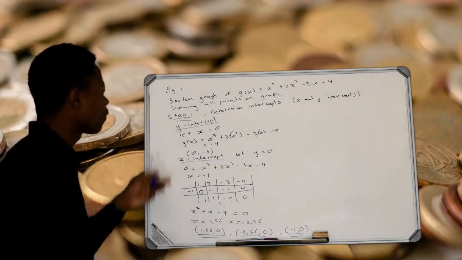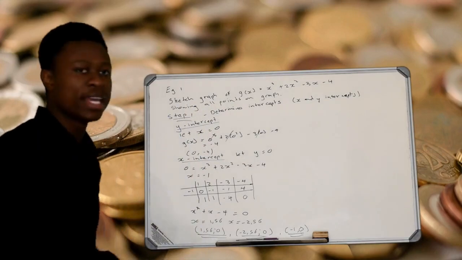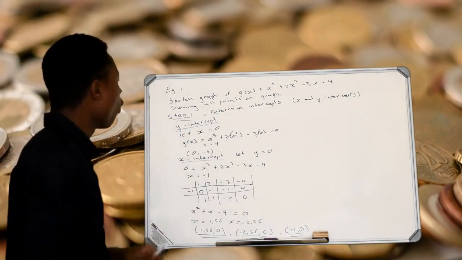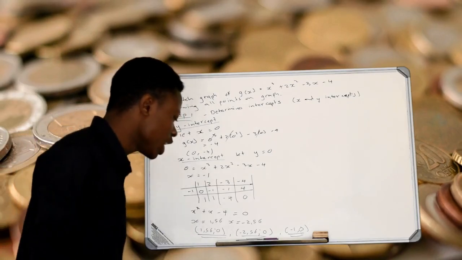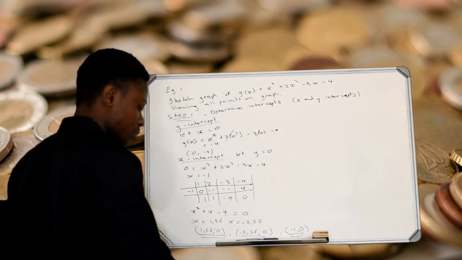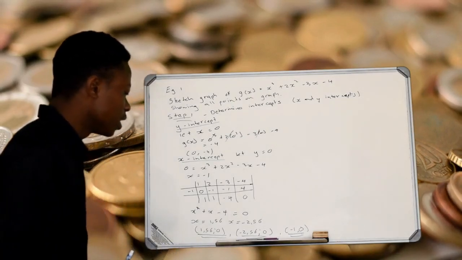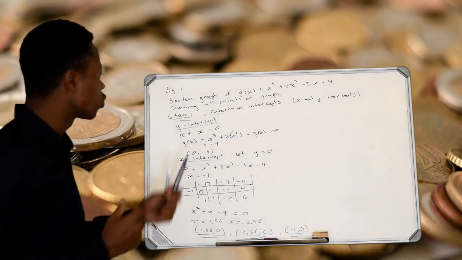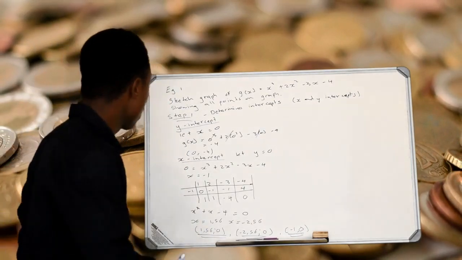So what have I done? Step 1. Step 1 says find intercepts. So I found all my intercepts. Now since I have all my intercepts, I have to go to step 2. What's step 2? Step 2 is to determine the stationary points. For me to draw a cubic function, I need to know the stationary points too.